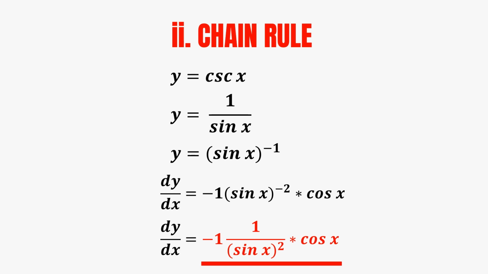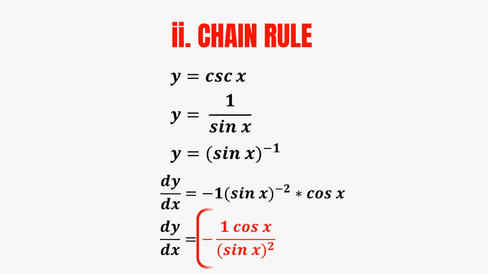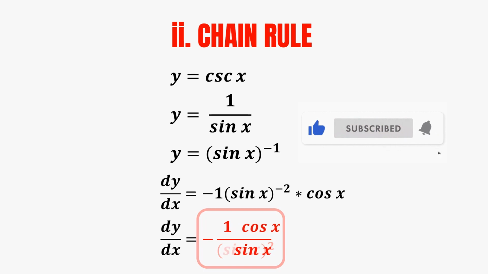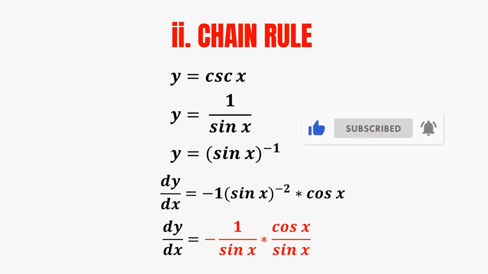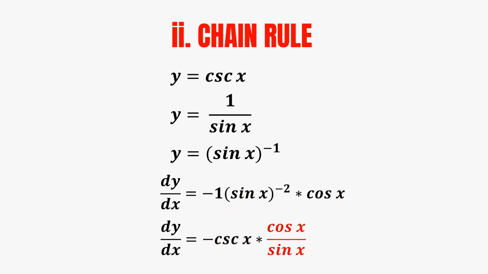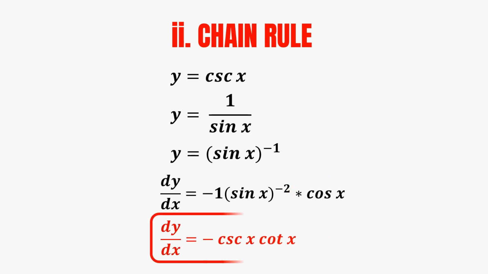Now, we multiply these expressions together and notice that we end up with the same fraction, just as we did in the previous method, where we can split it into negative 1 over sine x multiplied by cosine x divided by sine x. For 1 over sine x, we replace it with cosecant x. Lastly, for cosine x divided by sine x, we replace it with cotangent x. And we've got our final answer, which is exactly the same as what we obtained in the previous method.